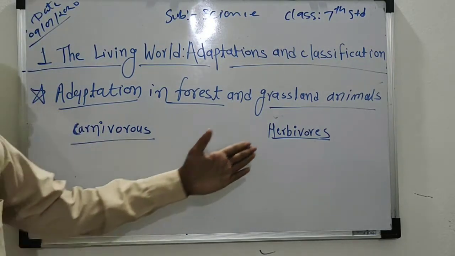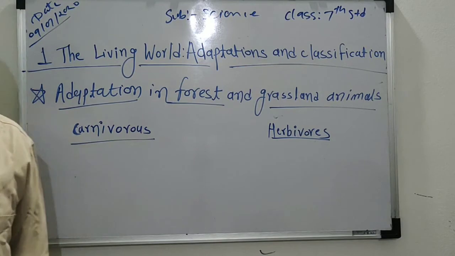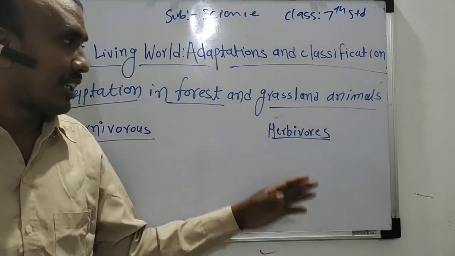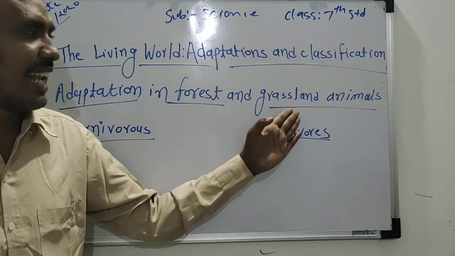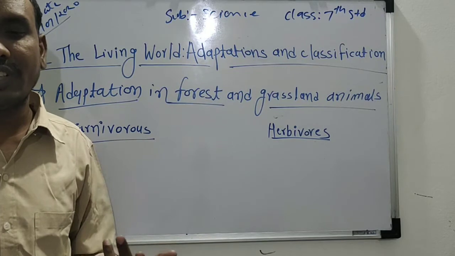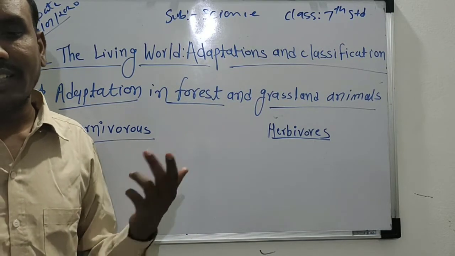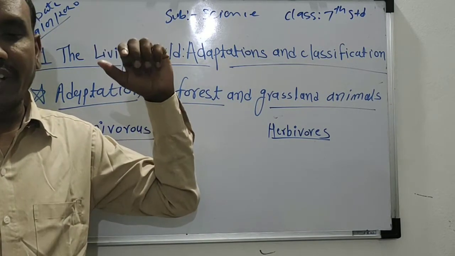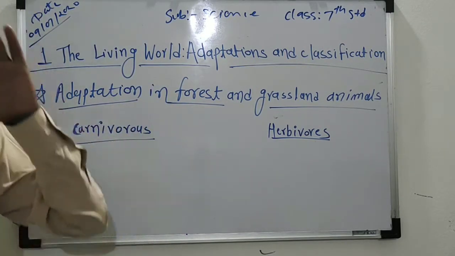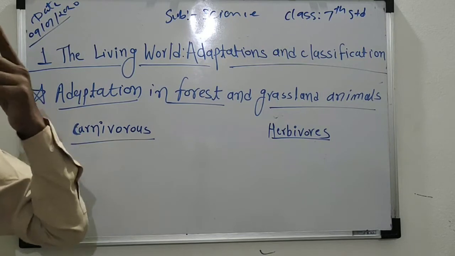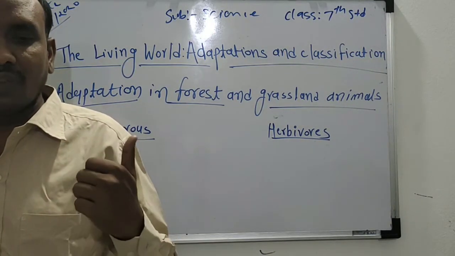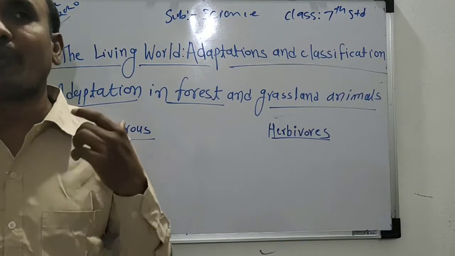So next is herbivores. Herbivores are the animals which depend on plants and grass, and they mostly live in grasslands. They also have some adaptations. Their eyes are below the forehead, on either side of the head. So a wide angle is required. This gives wide-angle vision, which helps protect them from their predators.